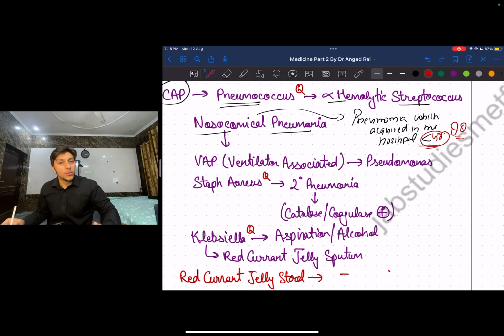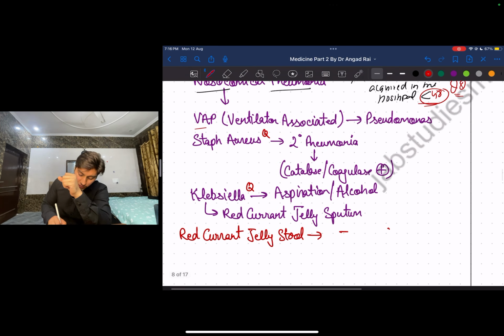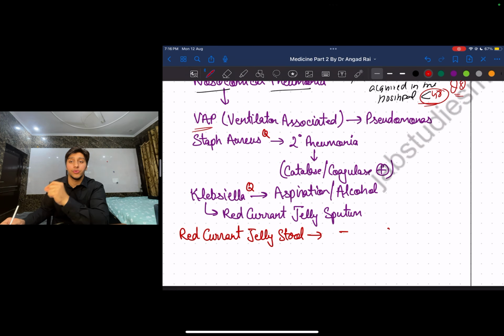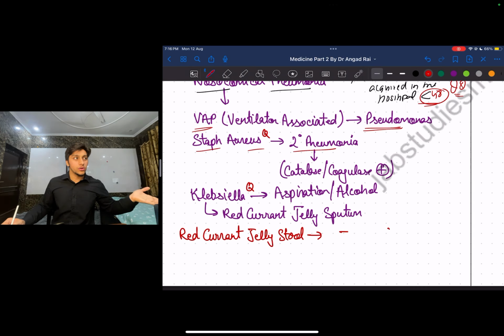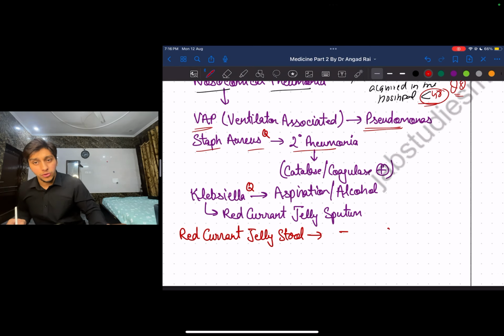So hospital acquired pneumonia is known as nosocomial. Again, which organism will it be? Mostly it will be Staphylococcus aureus. Okay, then VAP stands for ventilator associated pneumonia. Ventilator associated pneumonia is going to be, guys, Pseudomonas. Staphylococcus aureus will basically be a secondary pneumonia, because if a patient already got Streptococcus pneumonia, and again someone develops a pneumonia, that will be a secondary pneumonia, caused by Staphylococcus aureus.